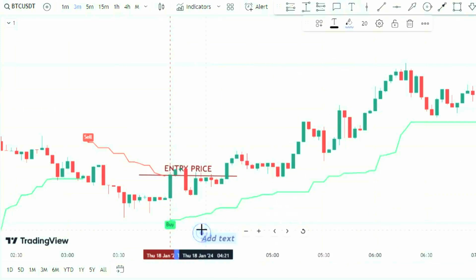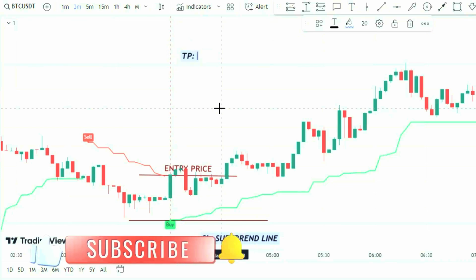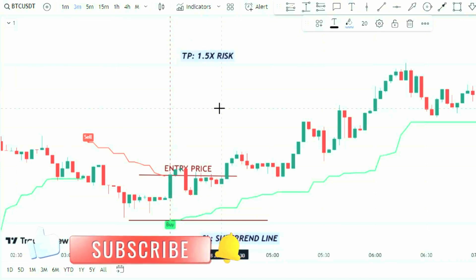Position your stop loss beneath the super trend line and set your sights on a target that's 1.5 times your risk.